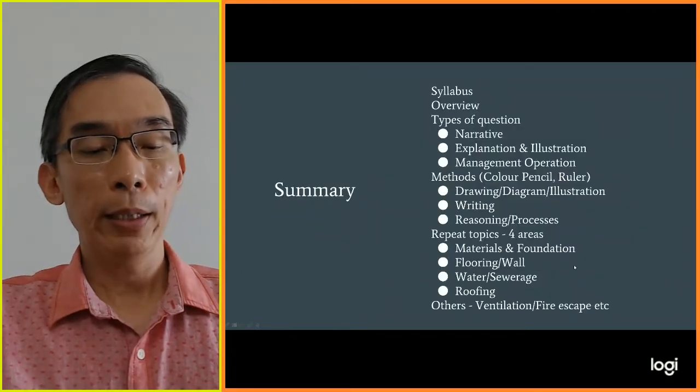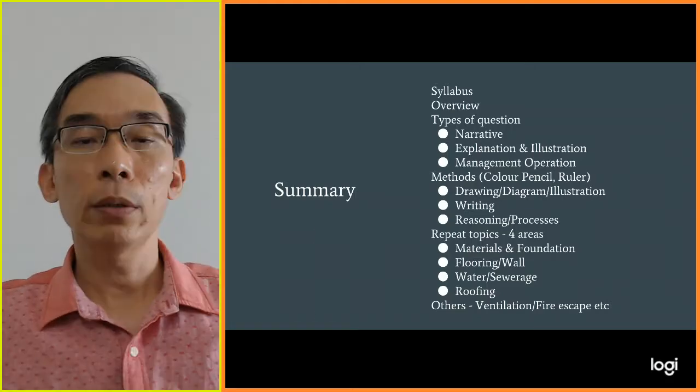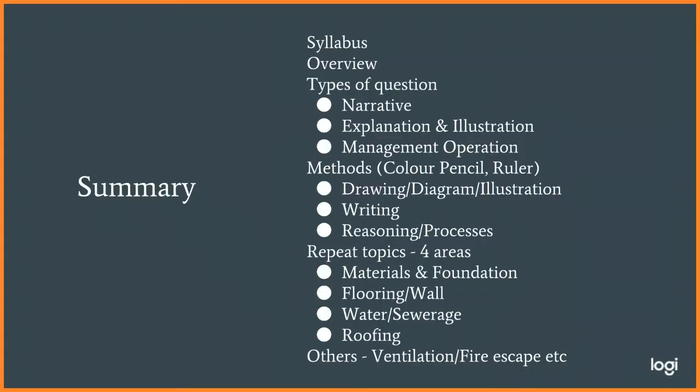So I will just summarize. This is the area I have gone through: syllabus, overview, types of questions, narrative, explanation, illustration, management type of question with essay writing. Then methods in the exam: drawing, diagram, illustration. You need to bring color pencil and ruler. Write short sentences, explaining your points clearly and straightforwardly. Then the repeat topics, usually four: foundation work, materials used in building, floor, wall, roof, and then water and sewage. And if it comes out, some of the other sub areas like ventilation, fire escape, bylaws, and so on.